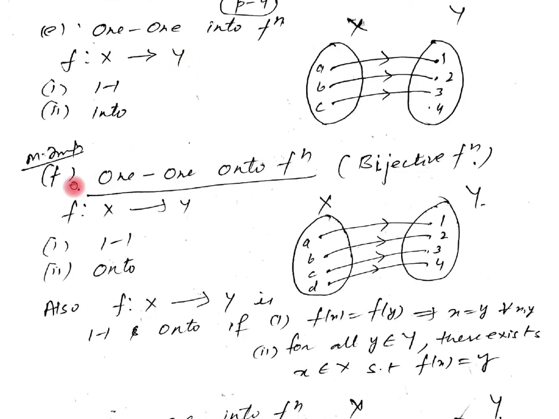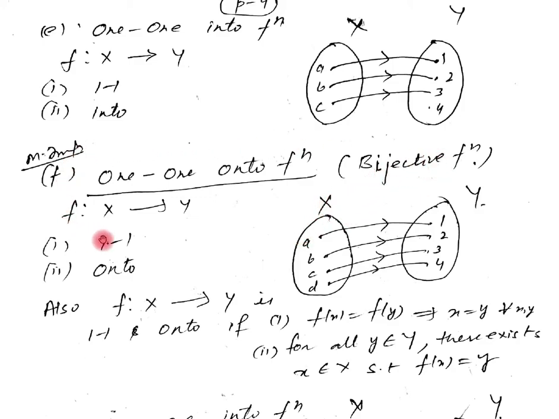And the most important function that we have to use in our question is one-one onto function, and it is called bijective function. It is very much important here. Now here f is a function from x to y. One-one onto function means the function is one-one, number 2 the function is onto function. This type of mapping is also known as bijective function.